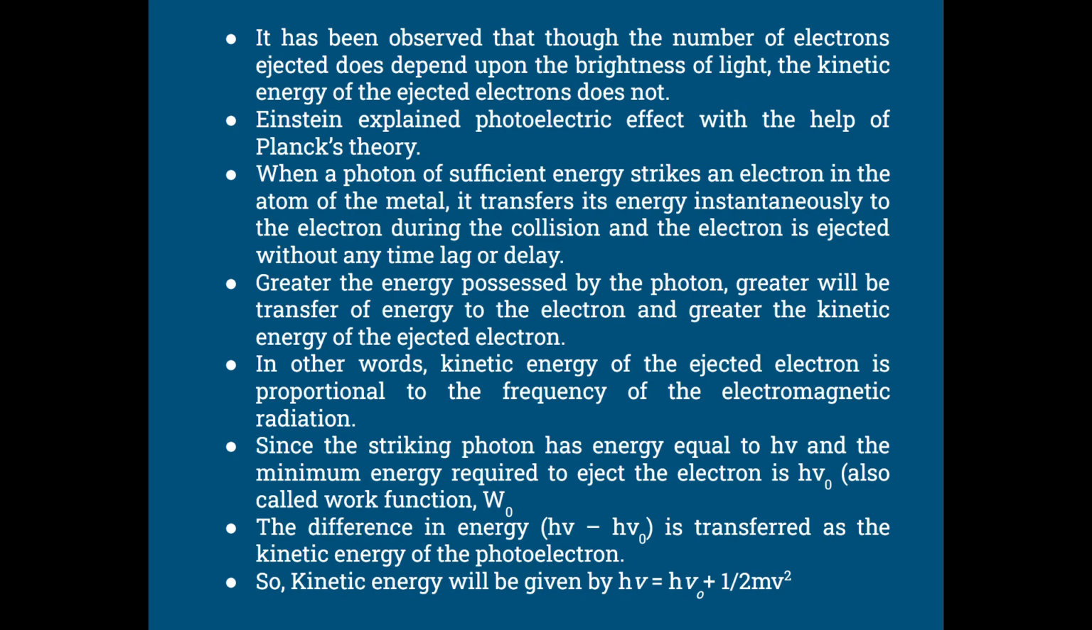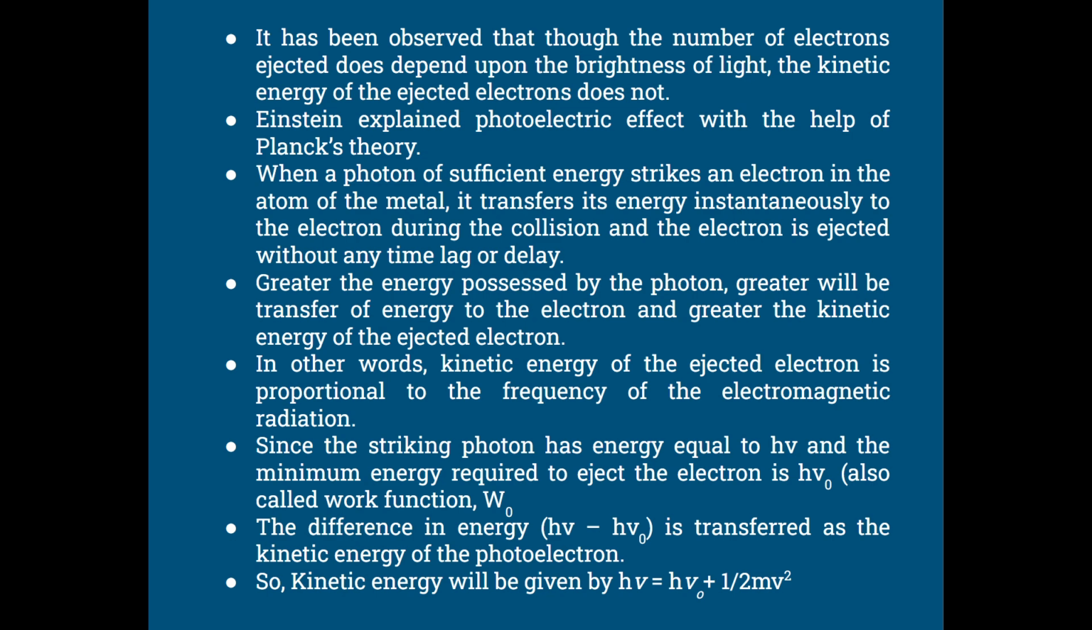But when the electron is ejected, it will have some kinetic energy. So kinetic energy is half mv square. According to the law of conservation of energy, your h mu, the energy of the photon, is converted into two energies: one, the energy that was required for the electron to get ejected, that is the work function h mu naught, and the kinetic energy that it gets after being ejected. So h mu is equal to h mu naught plus KE.